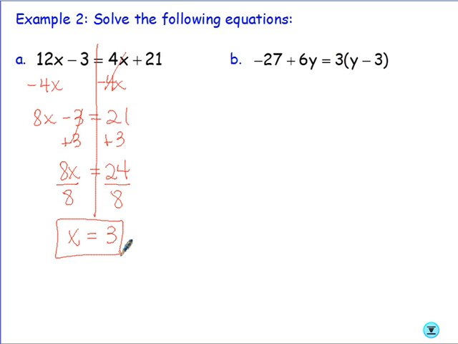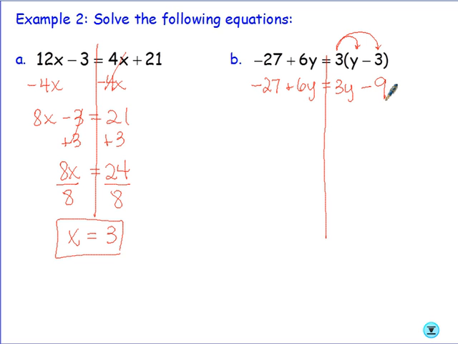B has parentheses. Anytime you have parentheses, you know you always have step number 1, which is distribute. I use arrows to help me. I take a 3 to the y and a 3 to the negative 3 there. So let's see what we get when we distribute. The left side does not change. The right side, 3 times, because this is multiplication, 3 times y is 3y. And 3 times negative 3. Don't ever ignore the negative signs. 3 times negative 3 is negative 9.